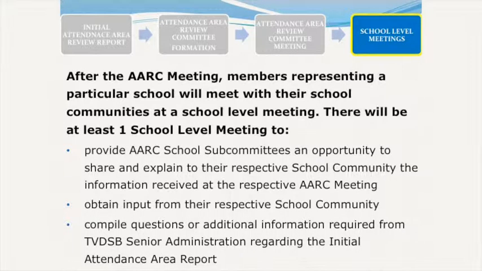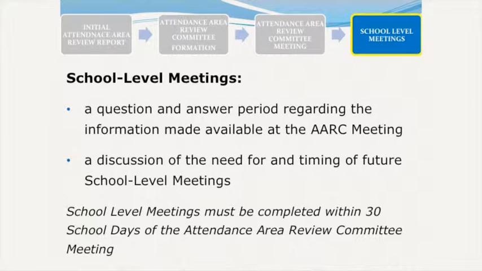After the attendance area review committee meeting, we will be providing the opportunities to share and explain. We'll ask them to go back and have a school level meeting. There'll be at least one school level meeting required. They'll provide the school community with an explanation of what they heard at the community meeting and obtain input from their school community and compile questions and additional information that they may ask of us to help them understand why we're doing certain things or other options. They'll have a question and answer period and a discussion if they need any more school level meetings. They have to have this meeting within 30 days of the committee meeting.